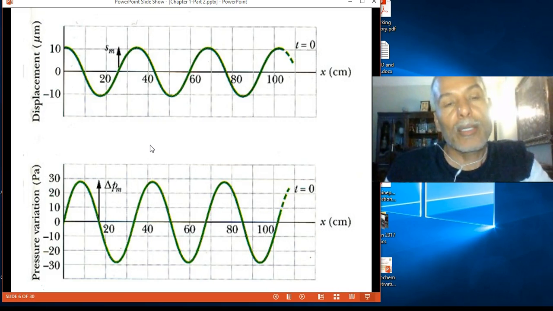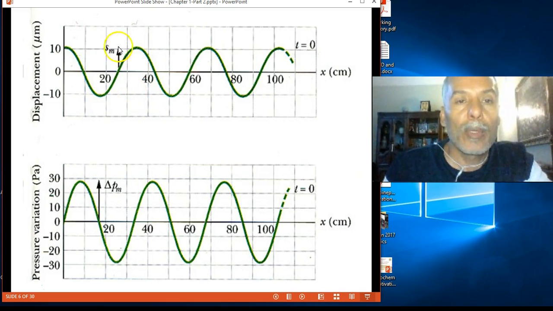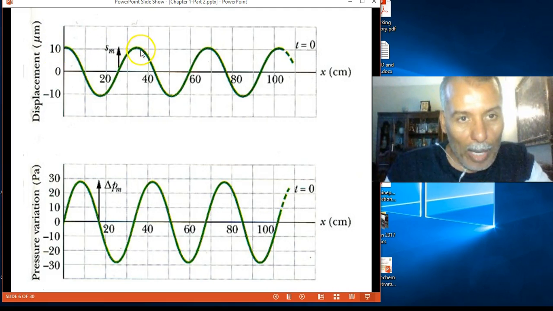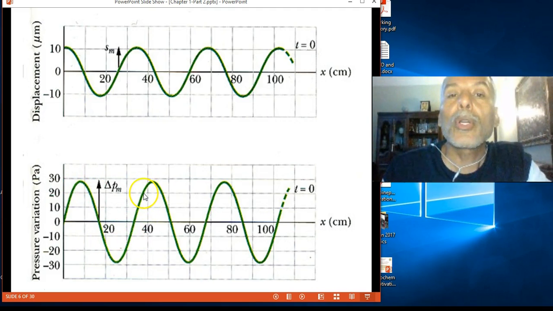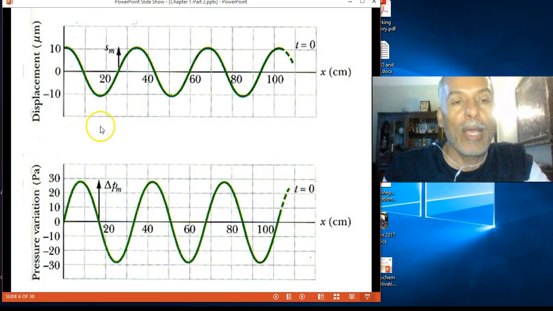So answer this question. Which wave here is louder and why? So here, the maximum point of displacement is 10, and on the opposite side it gives you minus 10. And this maximum point of displacement is 30 decibel, and on the opposite side is also 30 decibel. So that is a harmonic wave, that is a pure tone wave, and obviously the second wave is louder than the first wave.